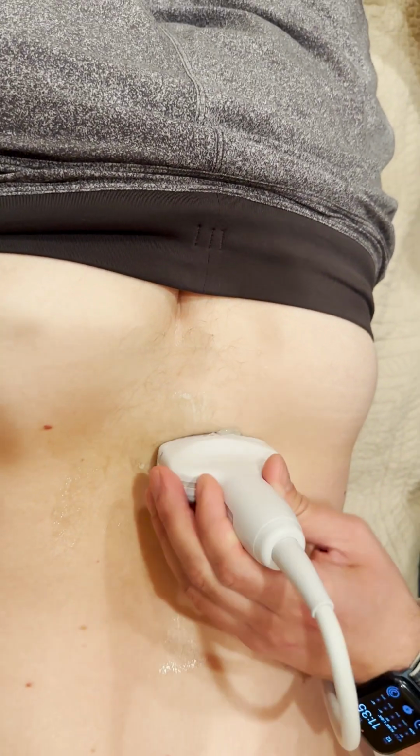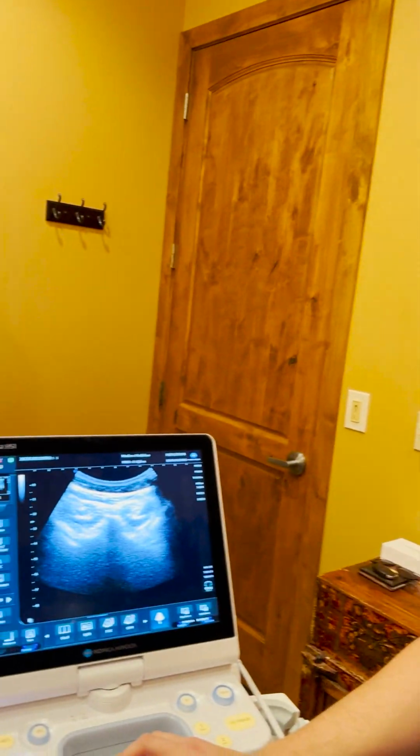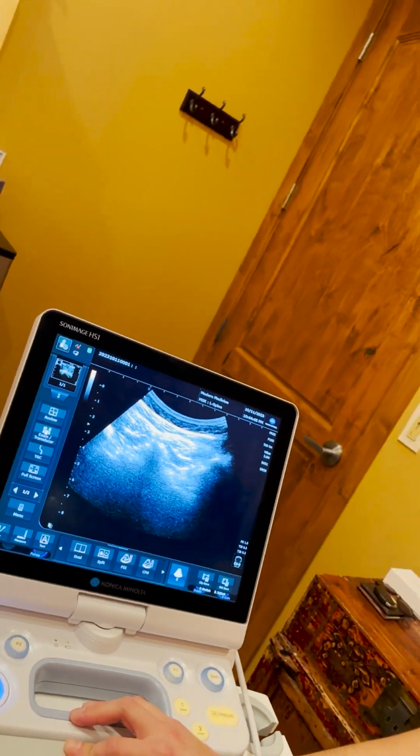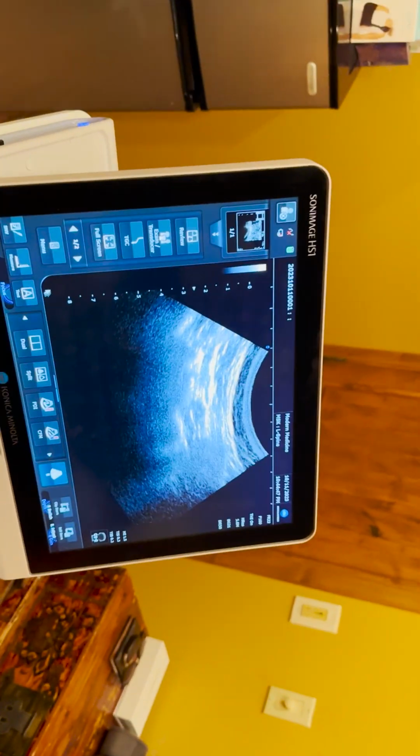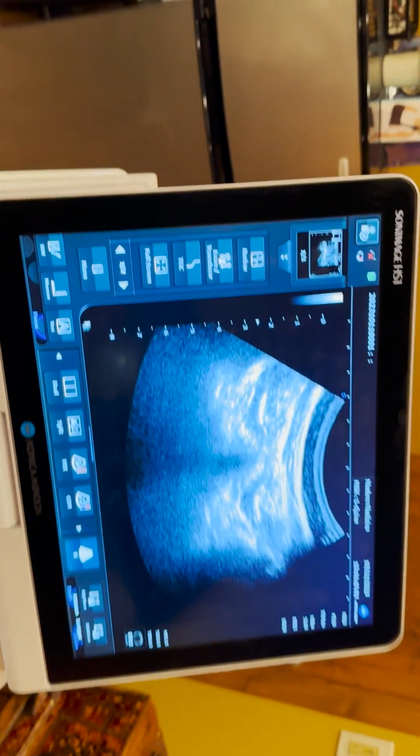Comfortable? Yep. So again, painless, right? The patient doesn't feel anything. They might just feel a little cold with the gel, but generally speaking, they're pretty comfortable.